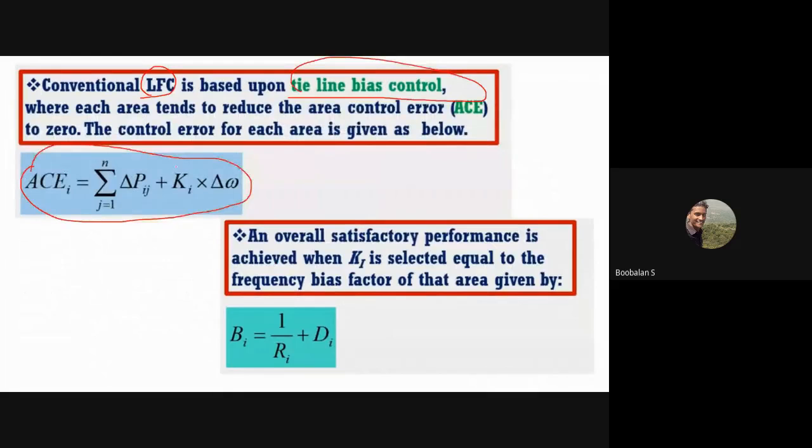In that, how we are going to choose this Bi is with the help of this formula, Bi is equal to 1 by Ri plus Di. So we have a two area system, that is, the i value is maximum 2, 1 to 2. Substitute: B1 is equal to 1 by R1 plus D1, B2 is equal to 1 by R2 plus D2, right? Just note it down.